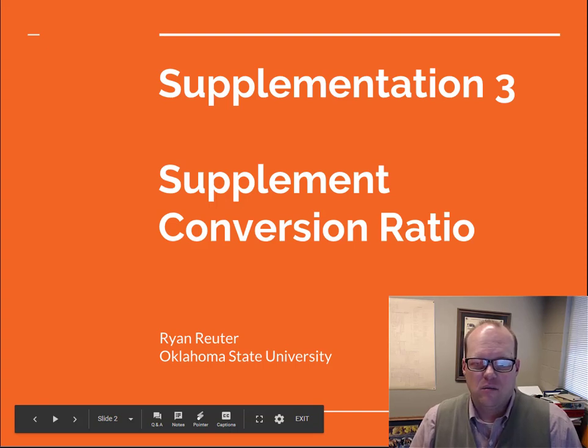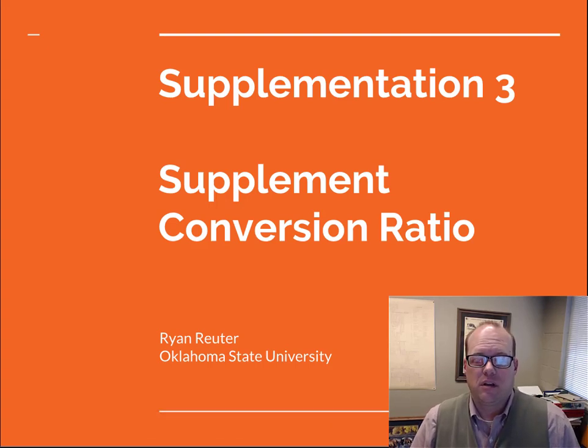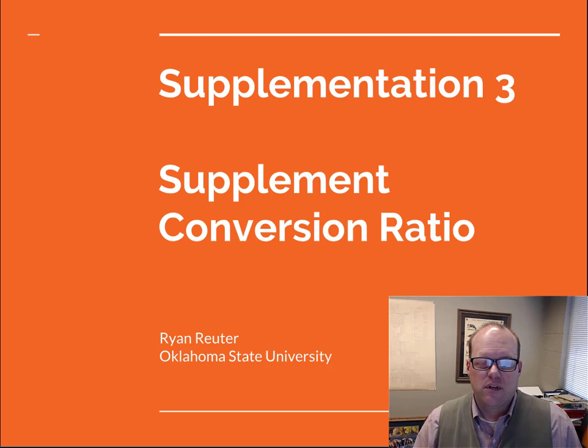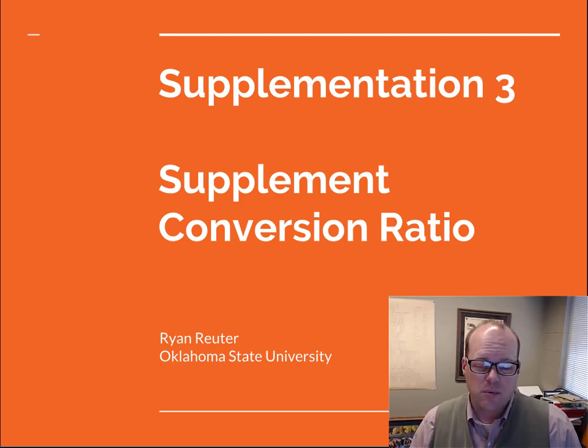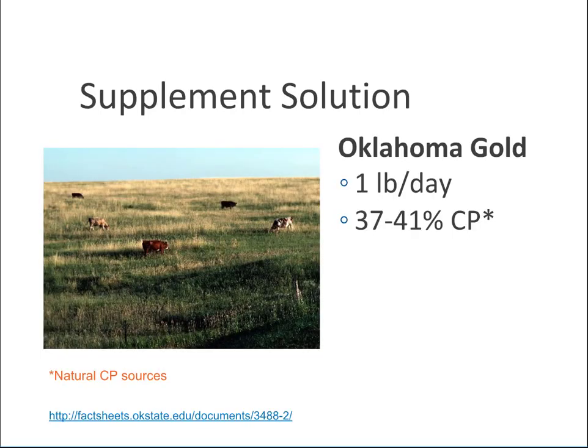In this discussion, we'll introduce the concept of supplement conversion ratio as the first step in evaluating the economic benefit of potential supplementation programs. We'll use the example of the Oklahoma Gold supplementation program. This was previously described in an earlier video. In this program, 1 pound of high protein supplement is fed to stocker cattle grazing warm season forage.